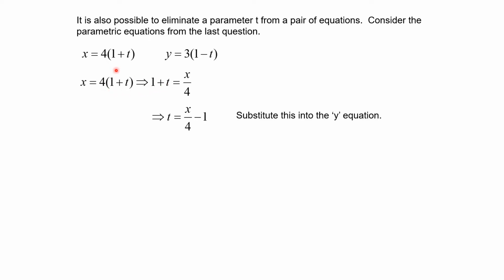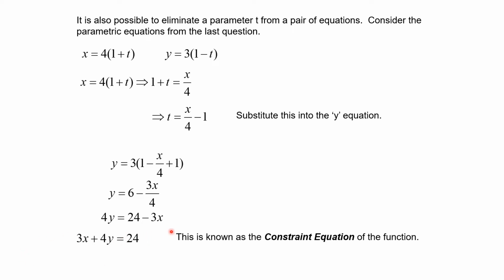Make t the subject of the first equation, x in terms of t, and then substitute this into the y equation here. So substitute t as x over 4 minus 1 and then rearrange it, and you should be getting the original straight line equation provided just now. This equation is known as the constraint equation.